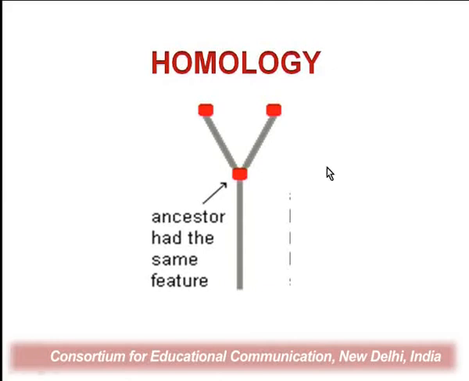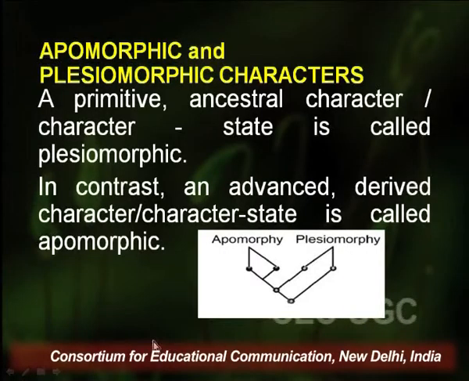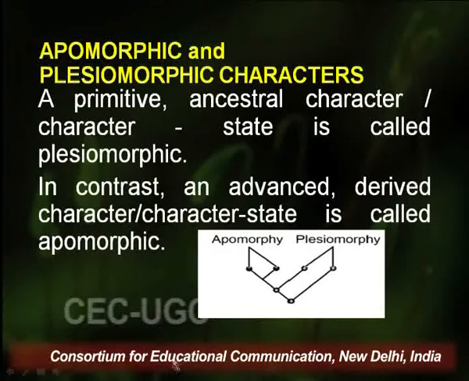Now this slide is just a simple way of representing homology. This shows two taxa or OTUs, and the ancestors had the same feature, and this shows that in closely related groups these characters have been derived from a common ancestor. Now the understanding of apomorphic and plesiomorphic characters can be made: a primitive ancestral character or character state is called a plesiomorphic one.